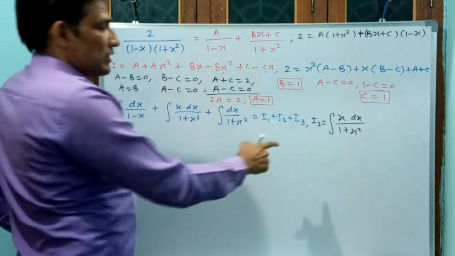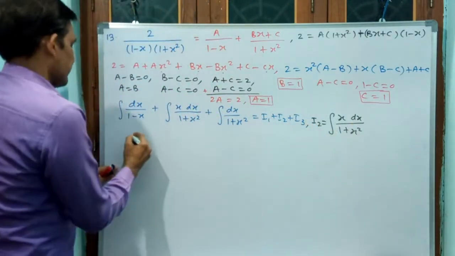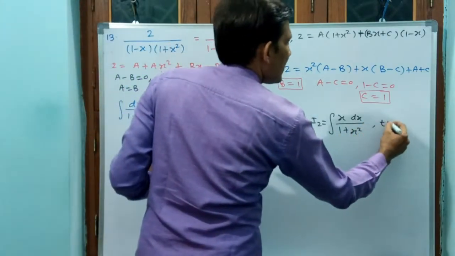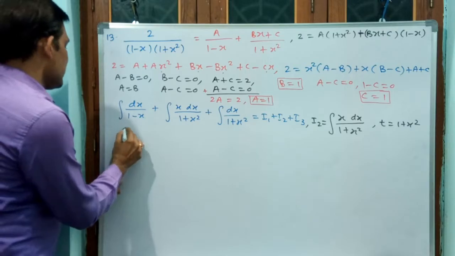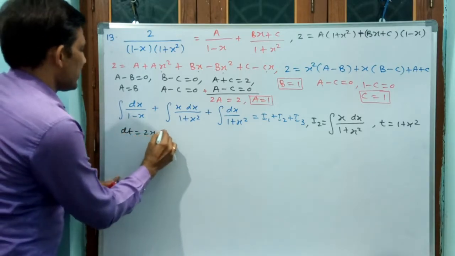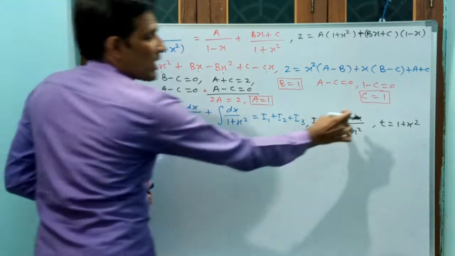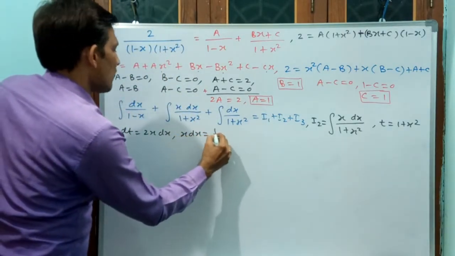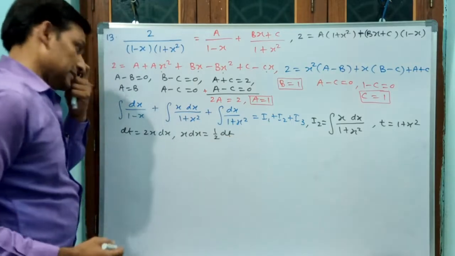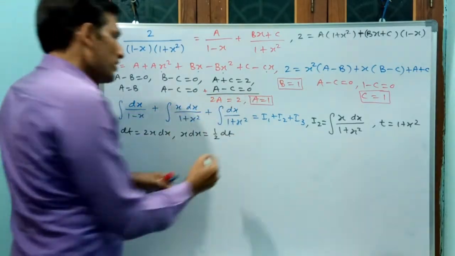Okay, what I am doing? I am taking 1 plus x square as t. I can write here, let t is equal to 1 plus x square. Then dt will be 2x dx. But you are having only x dx. Then x dx is equal to 1 by 2 dt. Okay.